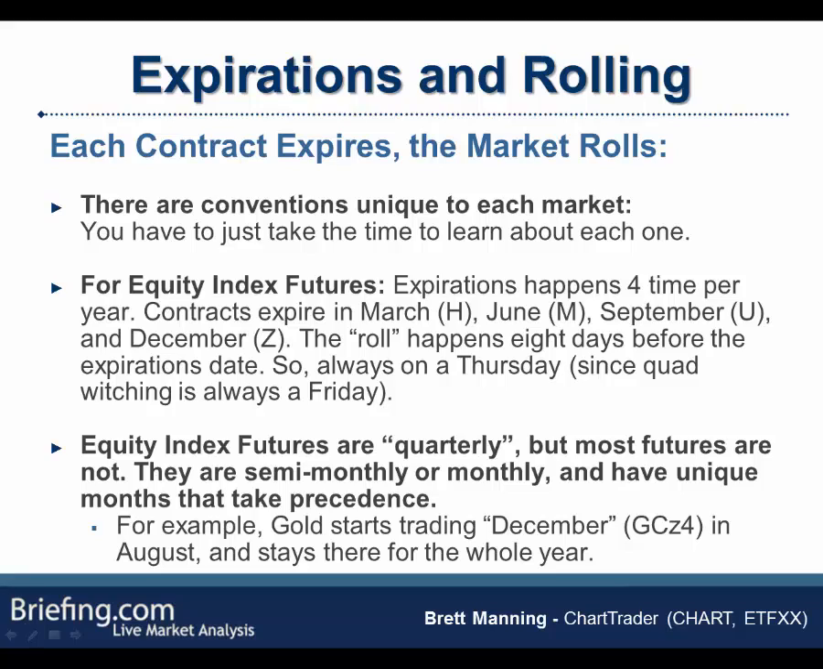As it also says here, different markets have different schedules of expiration. Some of them are quarterly, like the S&P. Some of them are bi-monthly, like gold, which is bi-monthly for the first half of the year, and then gets into the December contract, usually sometime in late August, and trades that all the way through the rest of the year.